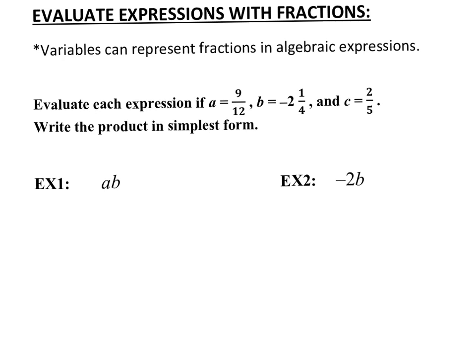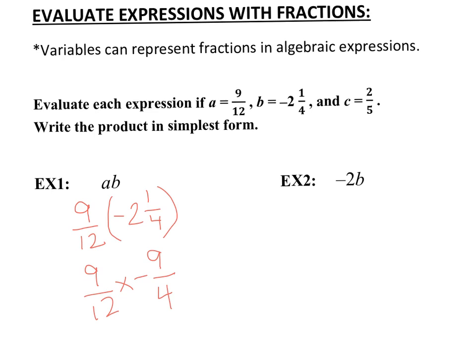So in part A, we are going to substitute our values in for the correct variable. So our first one is A times B. I'm going to substitute in 9 over 12, and I'm going to multiply it by the negative 2 1/4. But now I notice that I have a positive times a negative, so my answer is going to be a negative result. But then I also have a mixed number, so I need to convert my mixed number into an improper fraction. So my improper fraction, negative 2 times 4, would get me 8. 8 plus 1 would be negative 9 over 4.